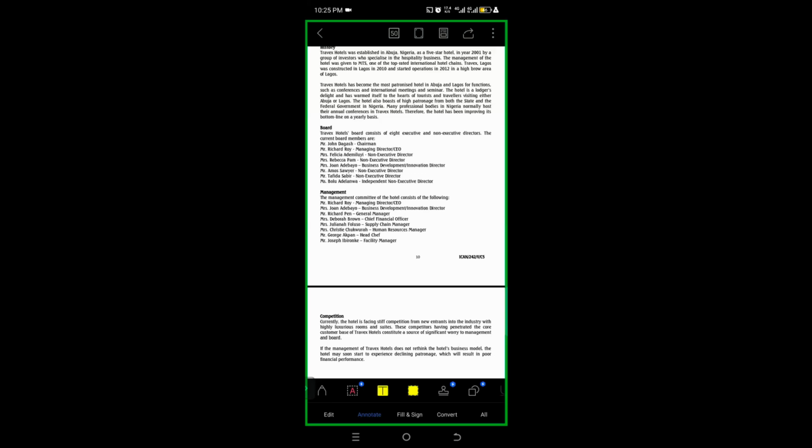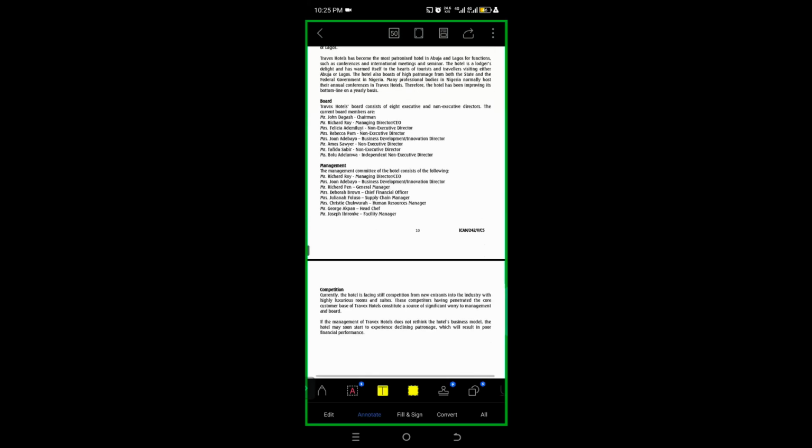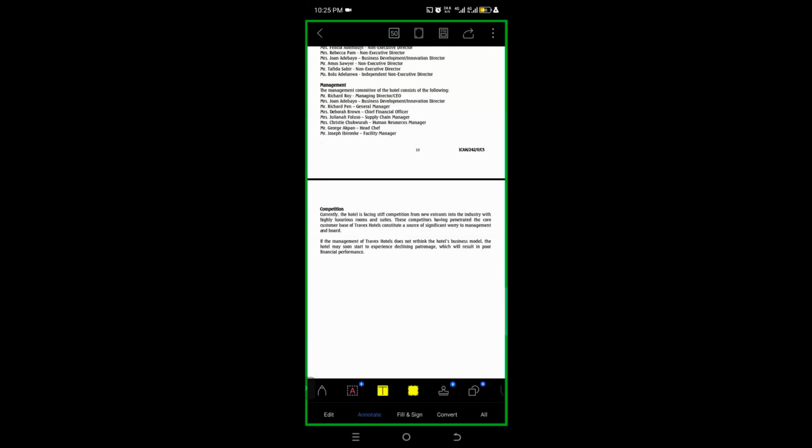So in the competition that is being discussed, they said the company is facing intense and cutthroat competition. That is a very heady competition, particularly from the influx of new entrants coming into that industry. So that means Travis Hotel is facing both local and international competition. And this gives a lot of nightmare and concern for the company.